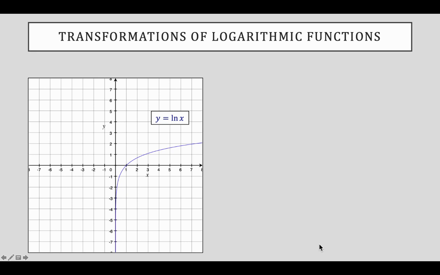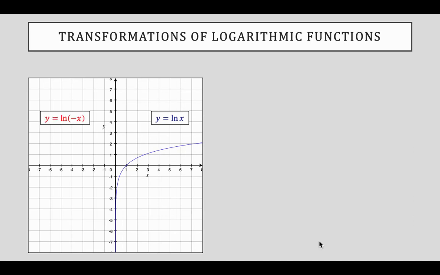So now that we know the shapes of our logarithmic functions, let's talk about transforming the graphs, all right? Here I have the graph of y equals the natural log of x. All of the exact same transformation rules that we learned back in chapter 1.7, those still apply to these functions. The same ones that we practiced in the last section of the chapter with our exponential functions.